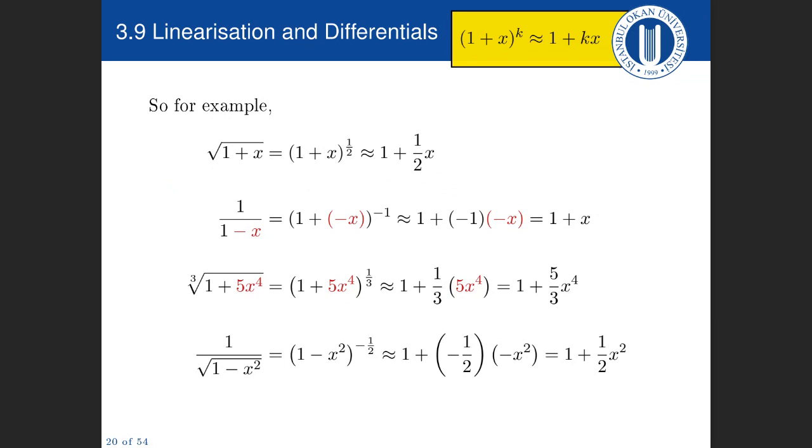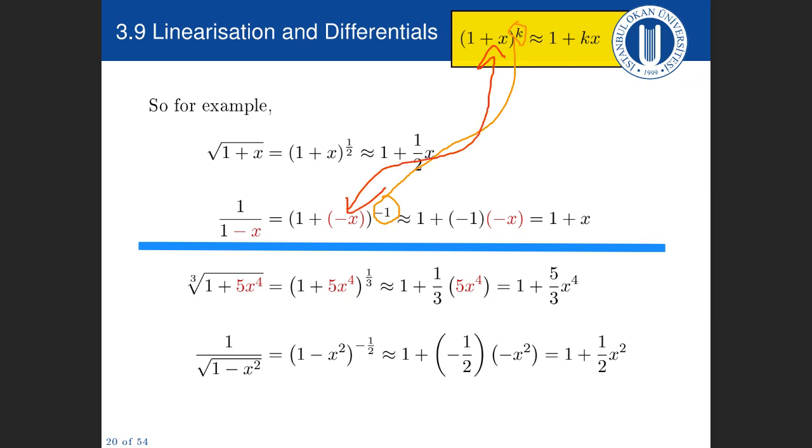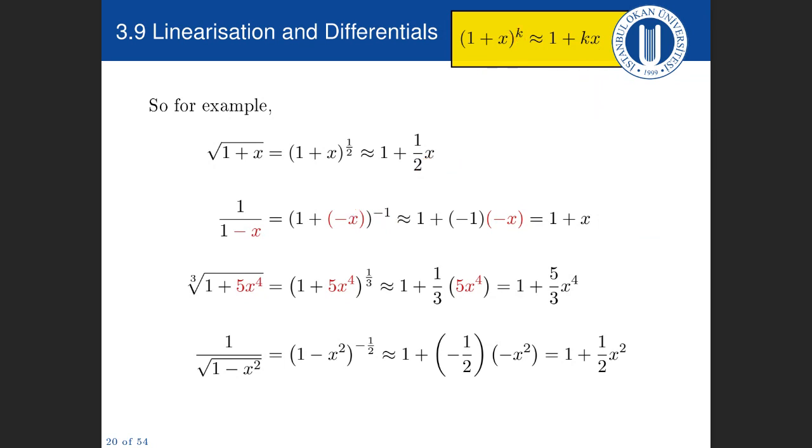Second line, 1 over 1 minus x, or 1 plus minus x to the power minus 1. Now that sort of looks like what we have at the top. We have k of minus 1, but there is a difference here because instead of plus x, we have plus minus x. But that's okay. We'll still use the same formula, but instead of x, we're going to be writing minus x. So it's 1 plus k, that's 1 plus minus 1, multiplied by, instead of x, we have minus x. So 1 plus minus 1 multiplied by minus x, which is 1 plus x. As long as x is close to 0, 1 over 1 minus x is approximately equal to 1 plus x.